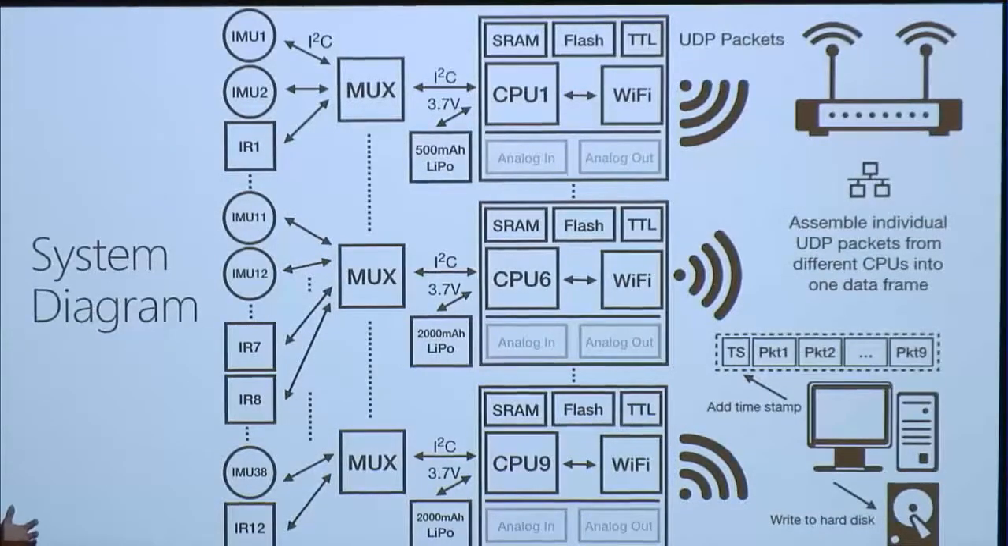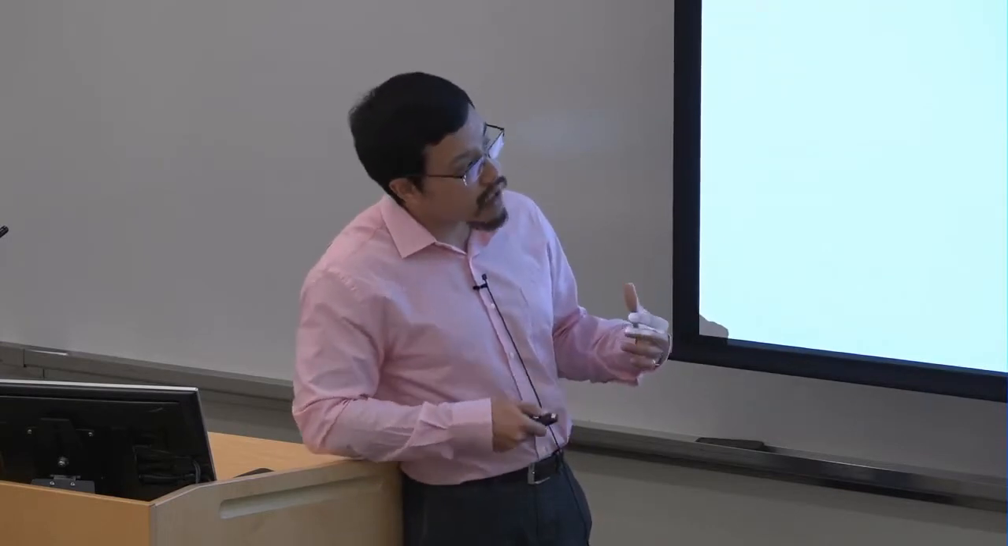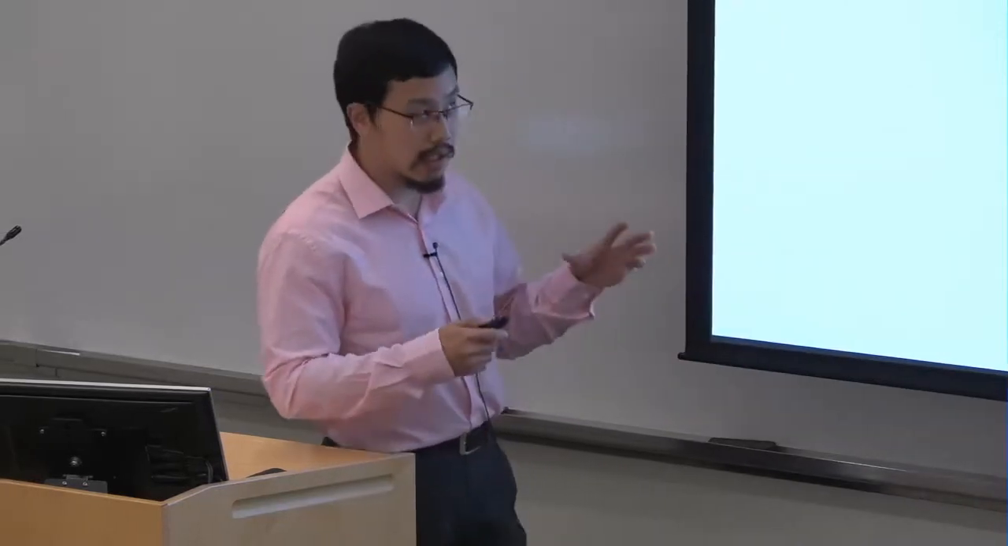Through Wi-Fi, the UDP messages will be received by a router. So the router sends it to our local host machine. A logger running on our machine will try to assemble all of the packets from different CPUs, timestamp them, and save them into our local hard disk. So that is how the system works. It's self-contained. We don't have any wires for it as long as it's charged.